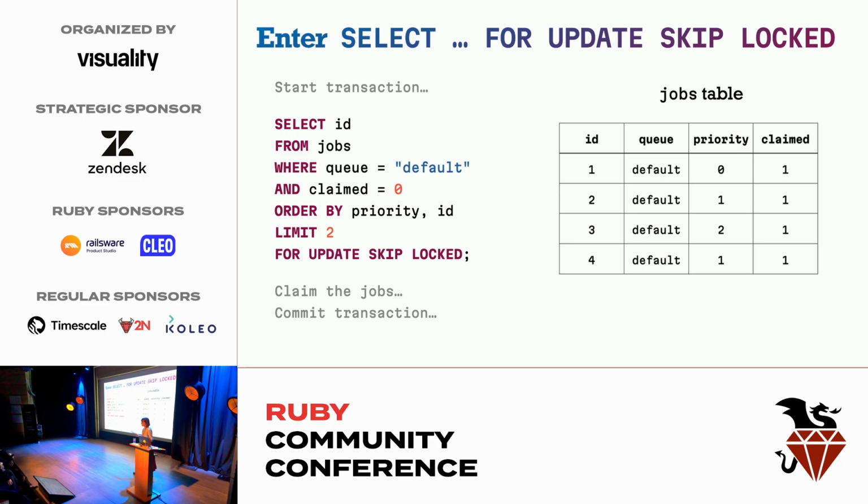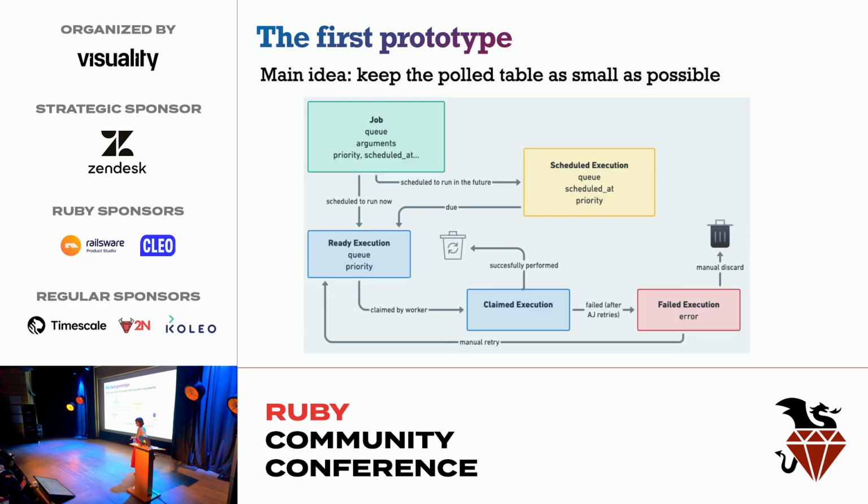So that's the main idea. That's why we decided to give a try to this. And so we built a first prototype with this idea. Besides using SELECT FOR UPDATE SKIP LOCKED, we also tried to keep the poll table as small as possible. Your queries are going to be faster if the table you are querying is smaller.